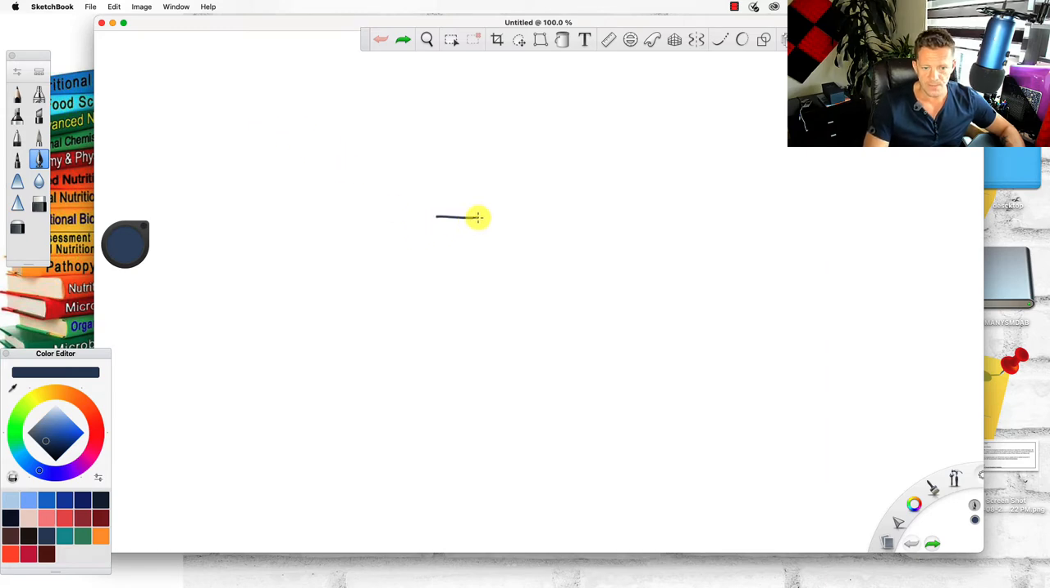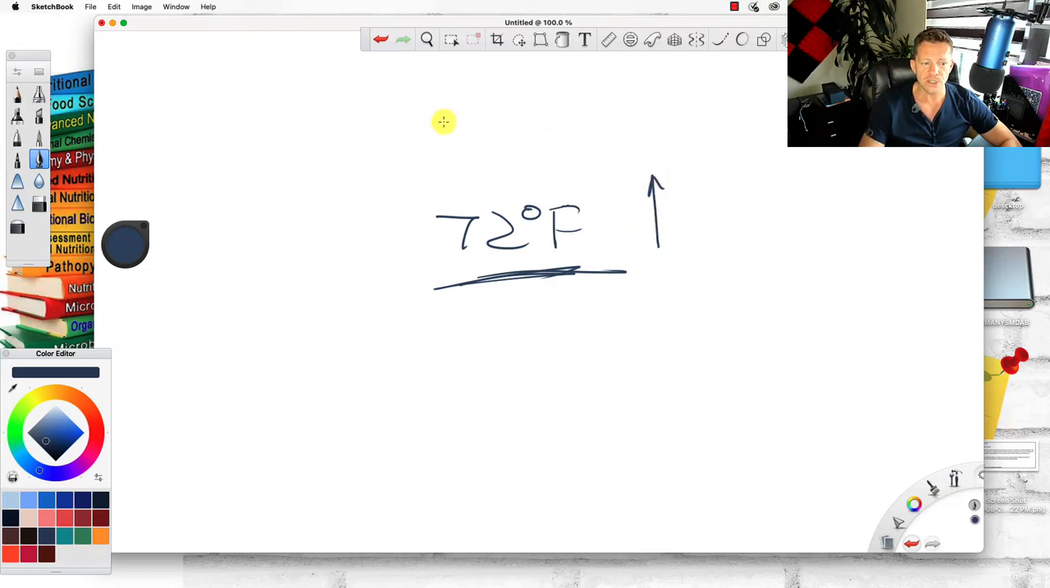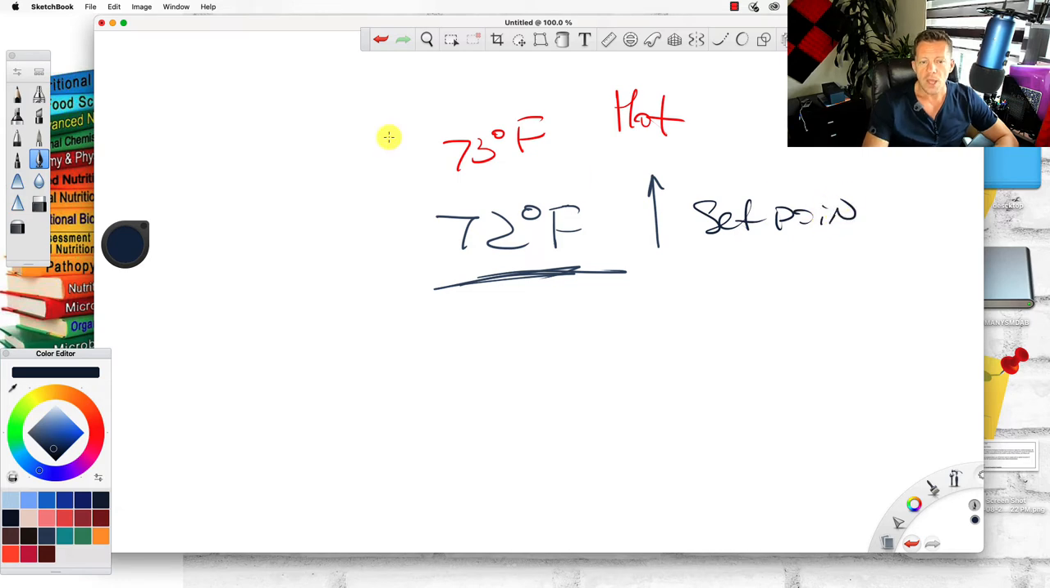So let's say the temperature in the room is 72 degrees Fahrenheit. And it is a normal temperature. You just set this thermostat in your room to this temperature. And that's your comfort zone. So when the temperature is increased, let's say to 73, I want to use red, to 73 degrees Fahrenheit, right? It becomes hot. But you just set your thermostat to the temperature of 72. So this is your set point. Then you have sensors.